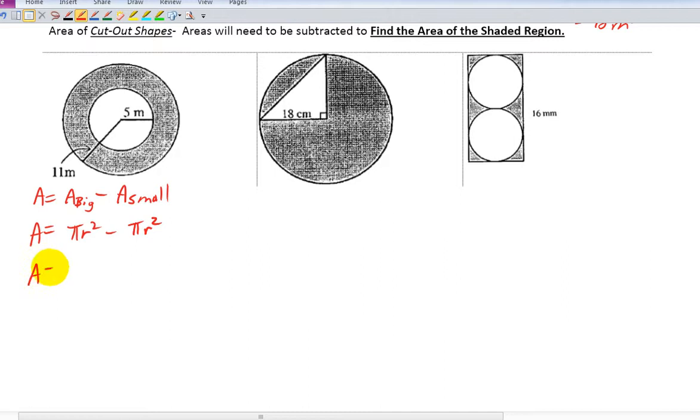So pi, the radius of the large one, is what? 11. What's the radius of the small one? 5. Okay. So 11 squared, 11 times 11, 121. Okay. So up front, we have 121 pi's. What do we have at the back? What do we have to take away? How many pies?